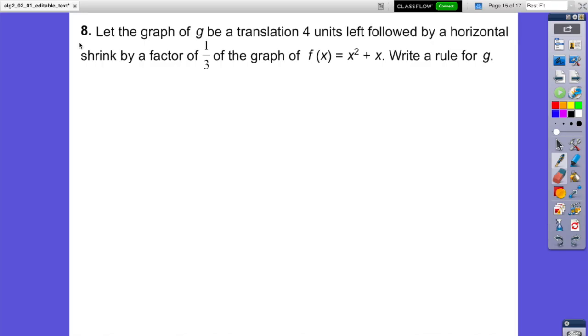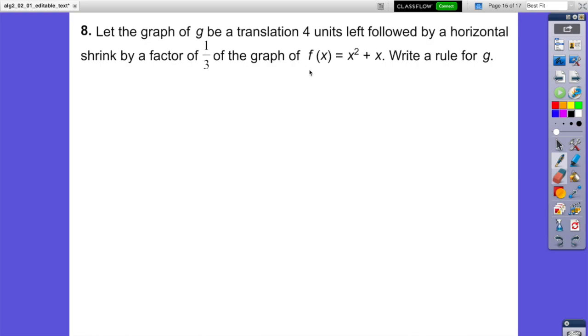All the way to Monitoring Progress 8. It's on page 51 in your book if you want to follow along. So we're going to translate these words into a new rule for our new function, g of x. So let the graph of g be a translation 4 units to the left followed by a horizontal shrink by a factor of 1/3.